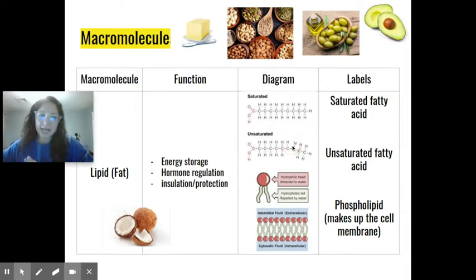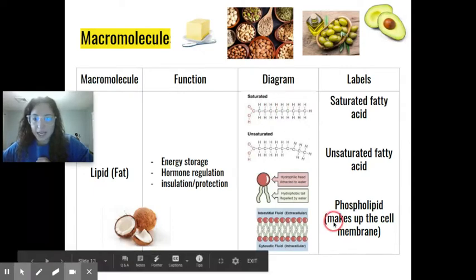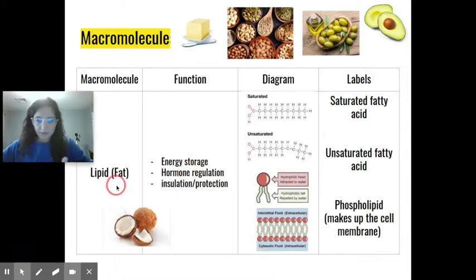What I will say is that both are very healthy and very necessary for survival. You just don't want to have too many of these in your body. The last type of lipid we're looking at is called a phospholipid. Phospho is talking about phosphorus, and lipid, we're talking about a type of fat.